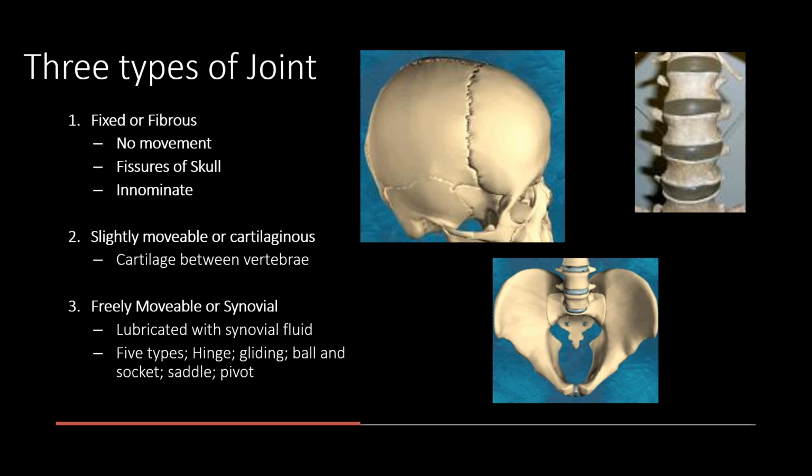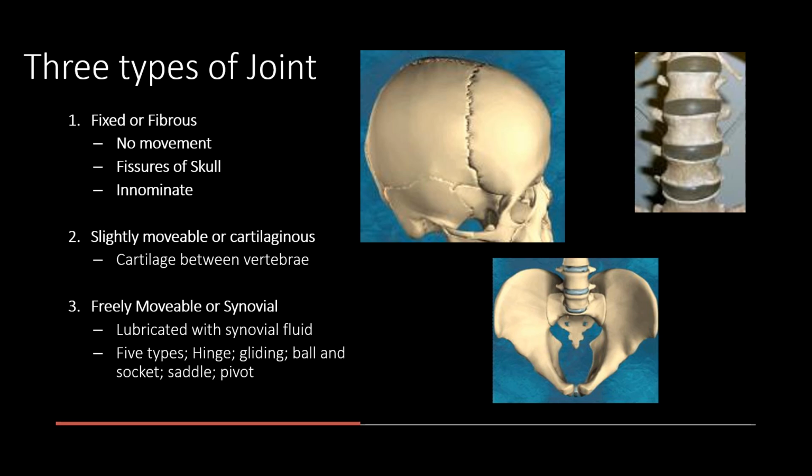The biggest group of joints is going to be freely movable joints, and these are going to be things like the hip, the knee, the ankle, the jaw, the thumb. So this is your freely movable or synovial joint. And all of these joints are surrounded by a synovial capsule. This synovial capsule is full of fluid, synovial fluid, and its job is to lubricate the joints.